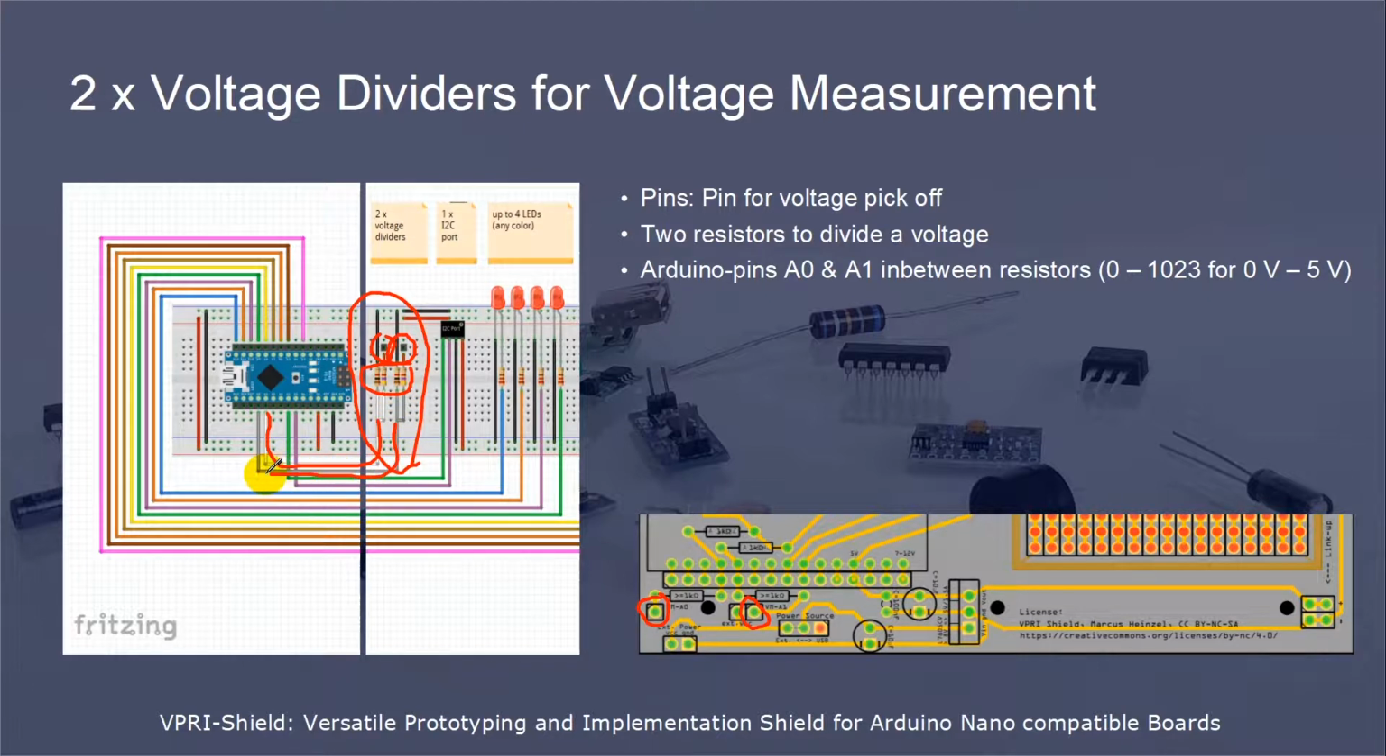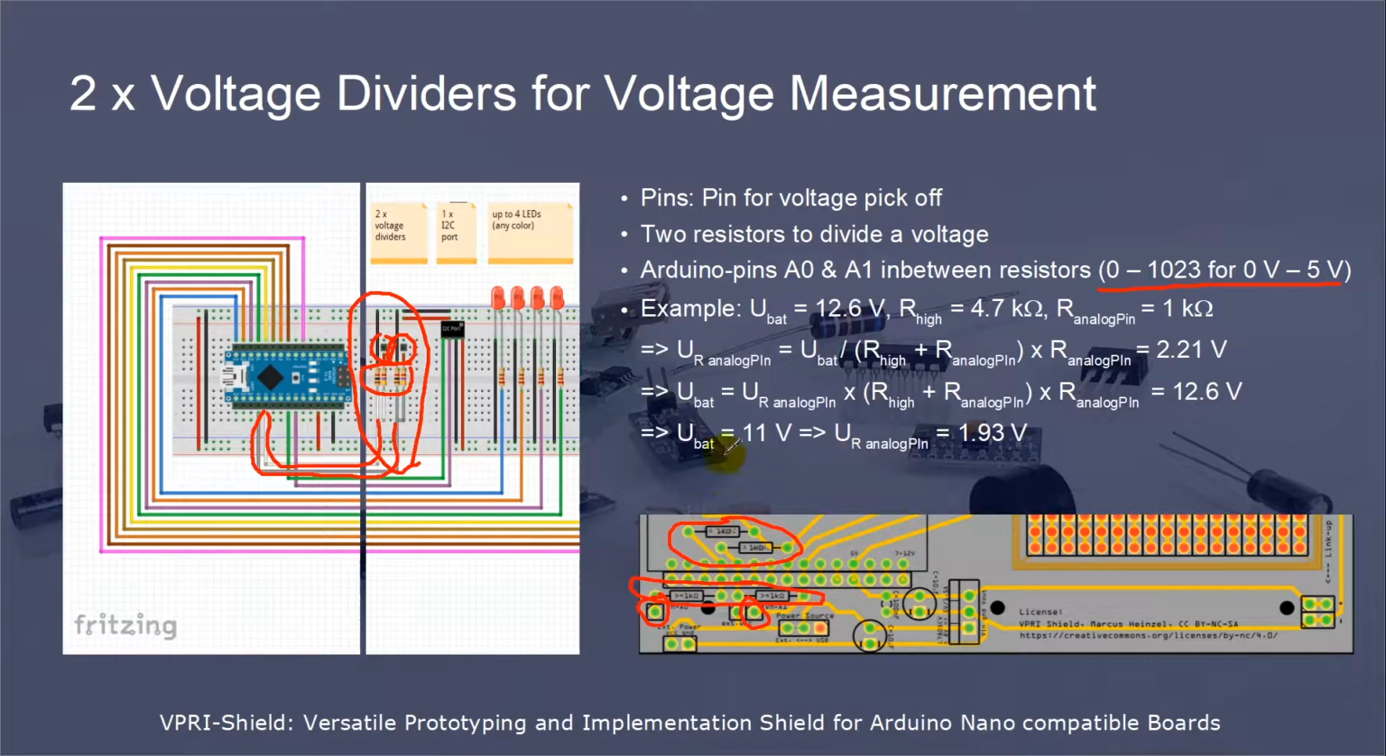The voltage range is 0 to 5 volts. Internally in the Arduino board it is translated with 10 bits accuracy. That means that the 0 to 5 volts are translated to 0 to 1023. In the hardware design view you find the 2 resistors here and here.